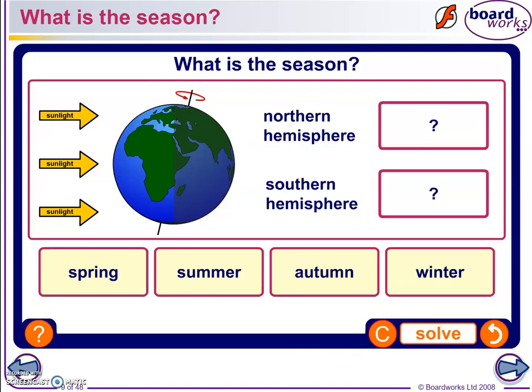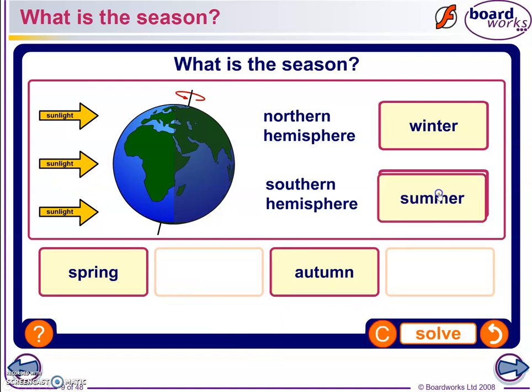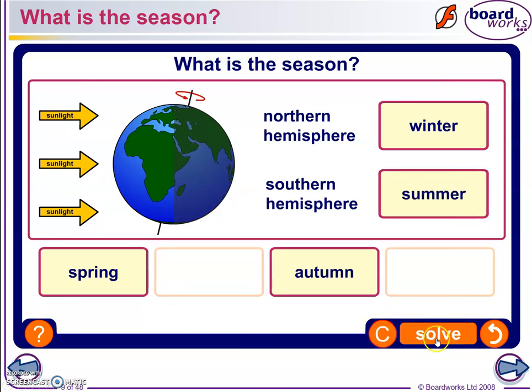And finally, some virtual questions for us to see if we can answer. So, what is the season? As you can see, the northern hemisphere is tilted away from the sun, so therefore it is going to be winter. The southern hemisphere is tilted towards the sun, so therefore it is summer. Let's see if we can solve this. We are correct. Fantastic. Well done if you thought that along with me.